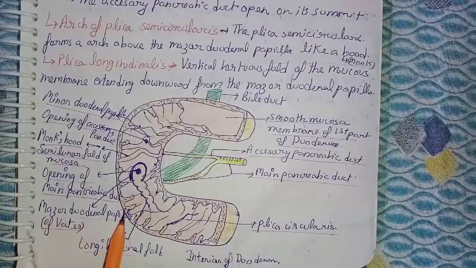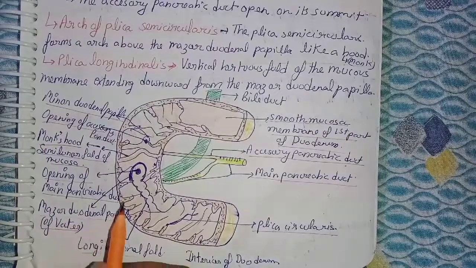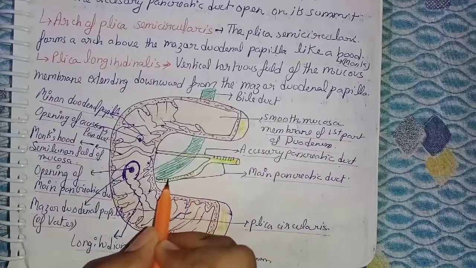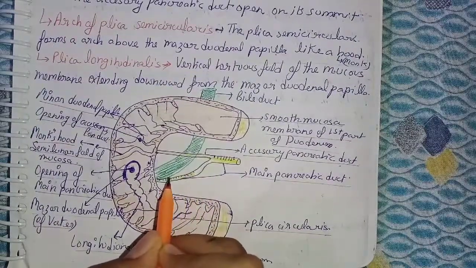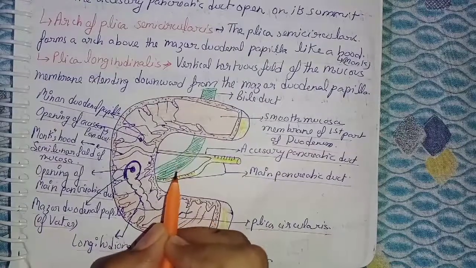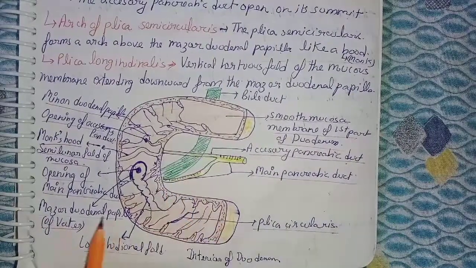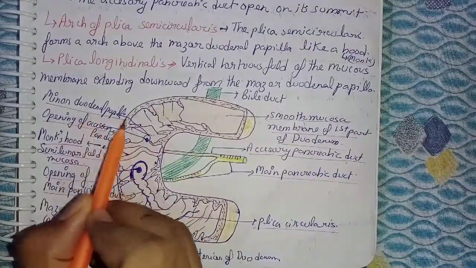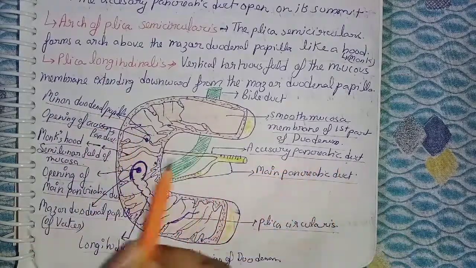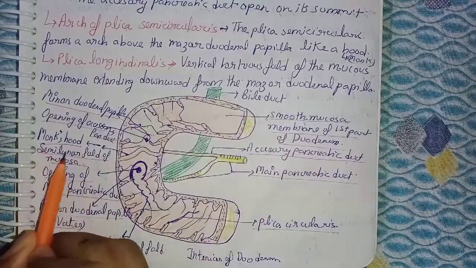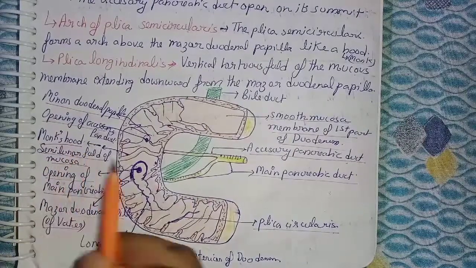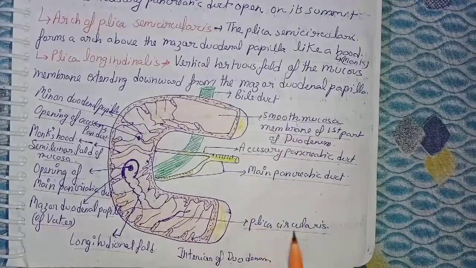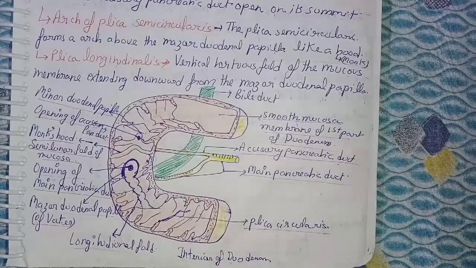Now the major duodenal papilla of Vater. In this, the common hepatopancreatic duct opens, which is formed by the main pancreatic duct and the common bile duct. They both form the common hepatopancreatic duct which opens in the major duodenal papilla of Vater. Then there is also the presence of the minor duodenal papilla. In this, the accessory pancreatic duct opens. Now there is a semilunar fold of mucosa, which is the monk's hood, and there is also the presence of longitudinal folds, basically with the plica circularis. So this is basically the structure of the interior of duodenum.